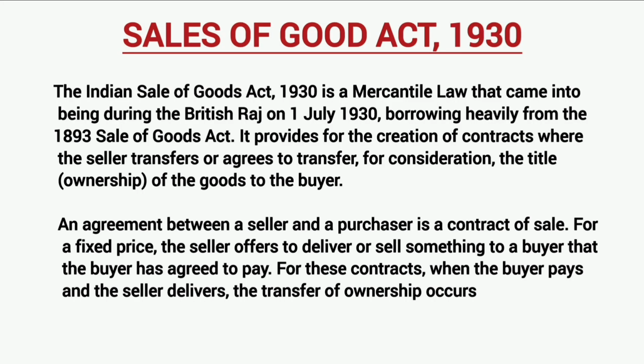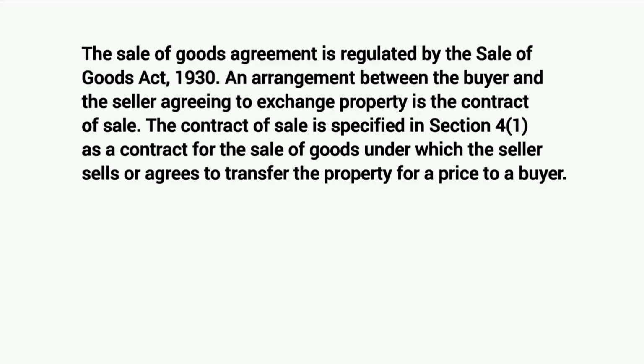An agreement between a seller and a purchaser is a contract for sale. For a fixed price, the seller offers to deliver or sell something to a buyer that the buyer has agreed to pay. For this contract, when the buyer pays and the seller delivers, the transfer of ownership occurs. The Sale of Goods Agreement is regulated by the Sale of Goods Act 1913.